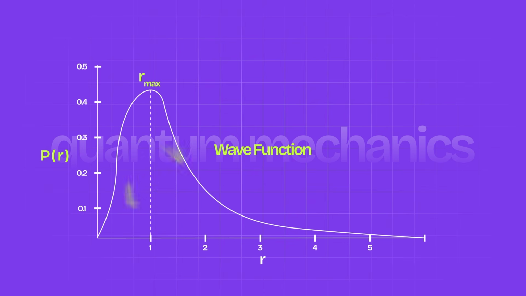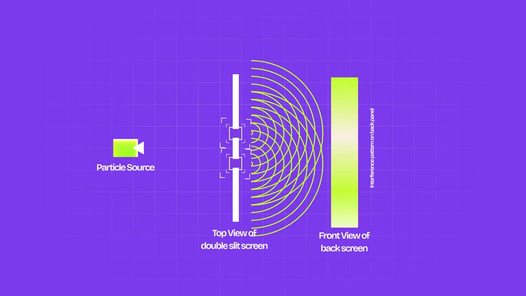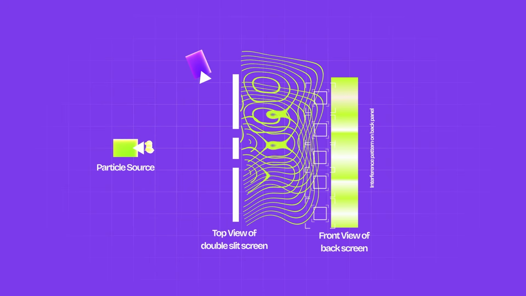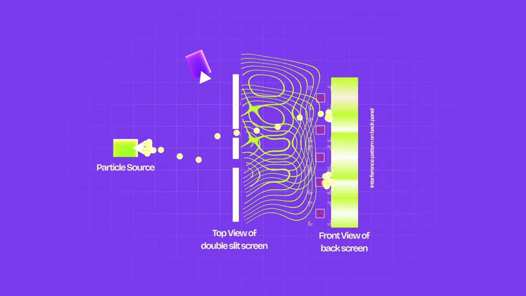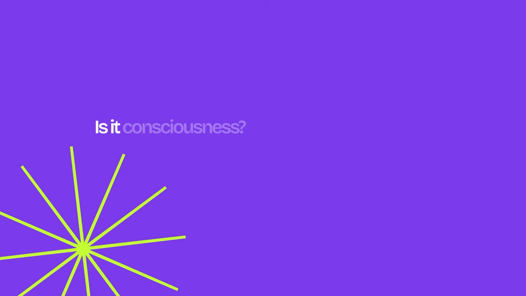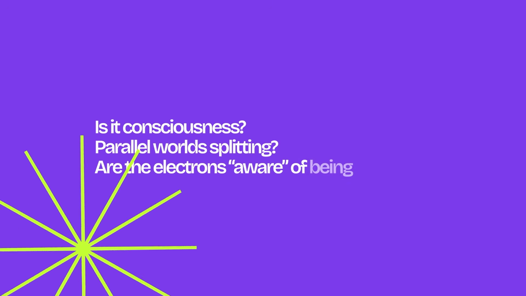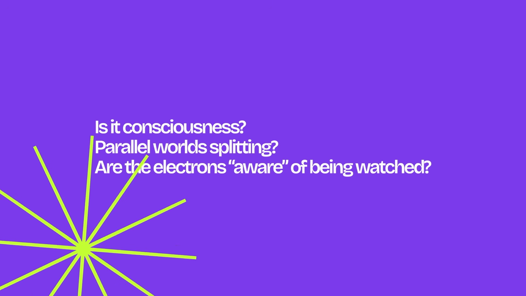Consider the famous double-slit experiment. Shoot electrons through two slits and they create an interference pattern like waves. Unless you observe them, then they act like particles. Why does observing, or measuring, change the outcome? Because the quantum wave function collapses upon measurement, a physicist might say. Okay, but why does it collapse? Is it consciousness? Parallel worlds splitting? Are the electrons aware of being watched? At this point, physics textbooks usually go silent or divert into philosophy.